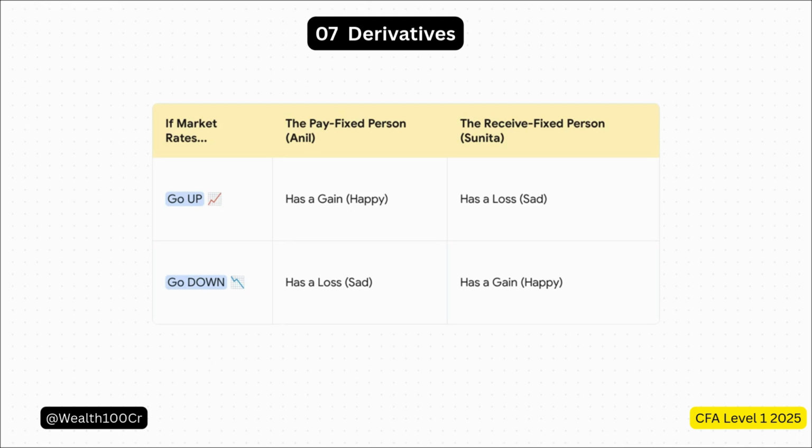But what if the market rates go down? Now Anil is sad. He is stuck paying a high fixed rate when the market rate is very low. He has a loss. It's like the other team just took a wicket. And for Sunita, who is receiving the fixed rate, her situation is exactly the opposite.